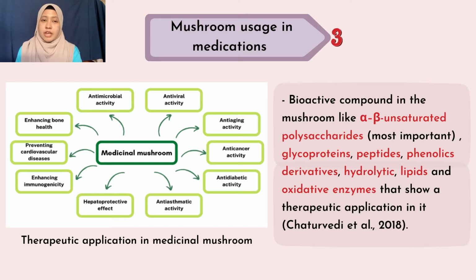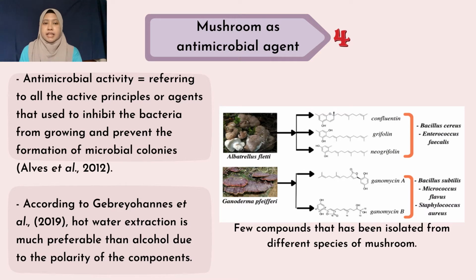There are numerous therapeutic applications of mushroom, which are antimicrobial activity, anti-cancer activity, anti-asthmatic activity, hepatoprotective effects, and enhancing immunogenicity. Mushroom has this therapeutic potential due to the existence of a few types of secondary metabolites such as alpha-beta unsaturated polysaccharides, glycoproteins, peptides, phenolic derivatives, hydrolytics, lipids, and oxidative enzymes. Polysaccharides are the most important secondary metabolites that have anti-cancer properties and can enhance the immune system. Furthermore, mushroom also can be used as an antimicrobial agent.